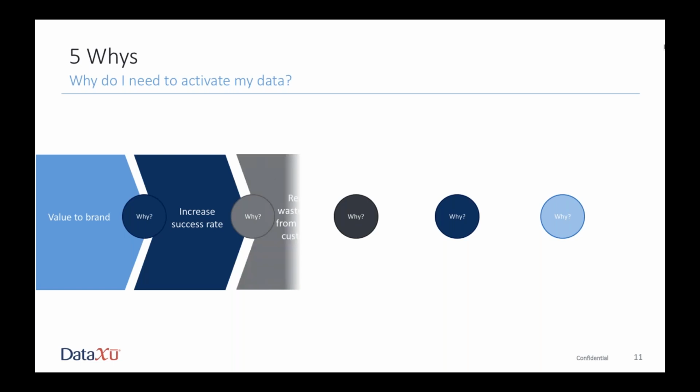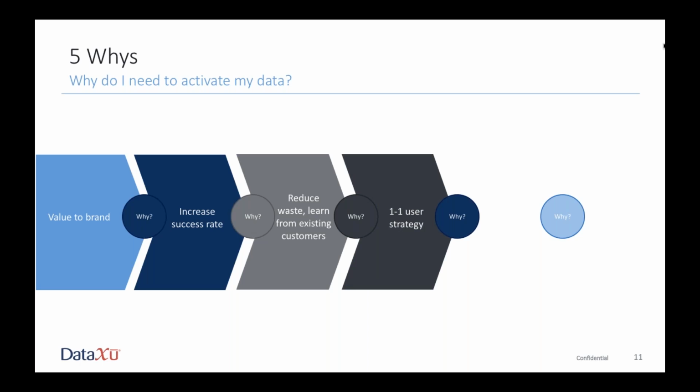But why does it increase your success rate? Because it reduces waste and you learn from your existing customers. So we can reach an incremental audience based off your current data sets, as opposed to learning from vertical data. But why does it reduce waste? Because it's a one-to-one user strategy, as opposed to a broad audience-based strategy. And the example we always talk about to illustrate the efficiency here is, even if all of your audience are males 18 to 24, not all males 18 to 24 are going to be your audience. So having a broad audience-based strategy will always produce some proportion of wastage.